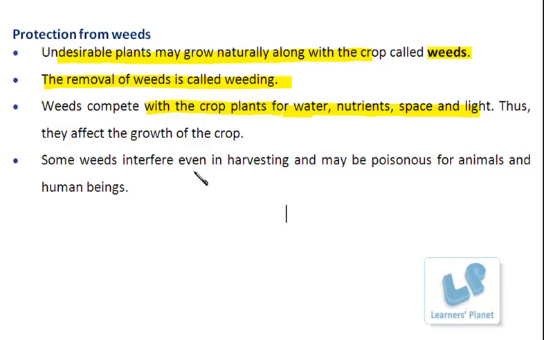Weeding is done in different ways, and as I said, it is really very important. It is not only important for the crop plants, but there are also some weeds which may be poisonous for animals as well as human beings. During the harvesting period, it may happen that along with the main crop, these weeds also come into the food product. When they are consumed by animals during grazing, or by human beings while eating, it can have toxic effects on them. So now let's see how this weed control or weeding can be done.